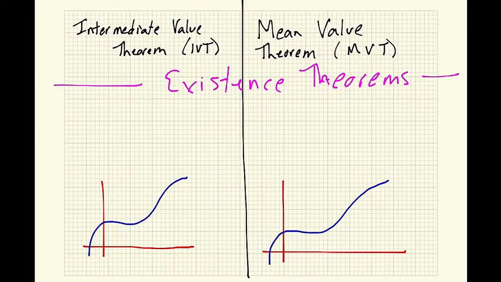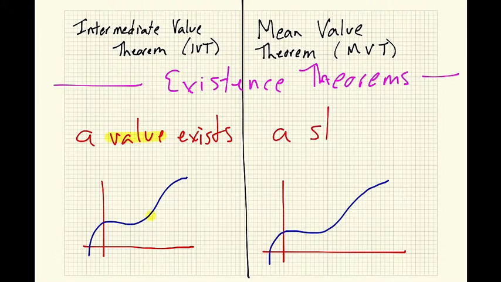And the difference is that the intermediate value theorem is looking for the existence of a value. It's going to tell you that a value exists. It's going to be looking for a particular point on a function. The mean value theorem is going to tell you that a slope exists. So it's looking at your curve and looking for a particular slope, the slope of the tangent line, if you will.